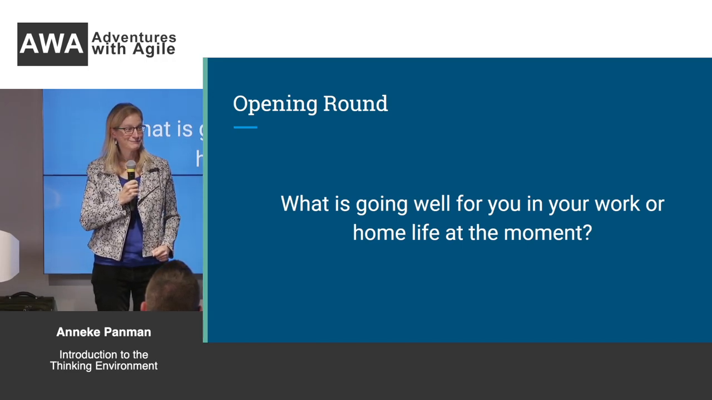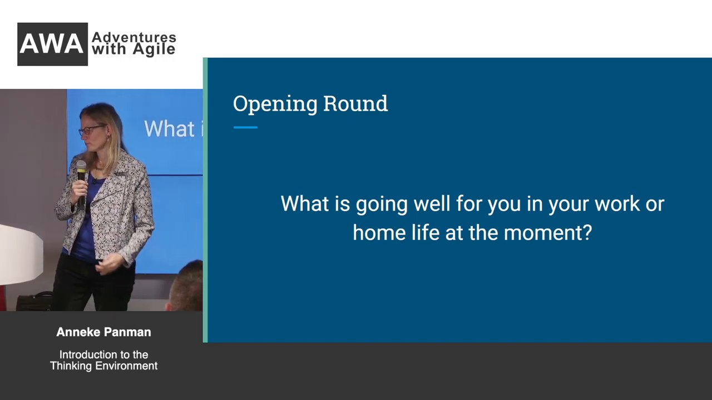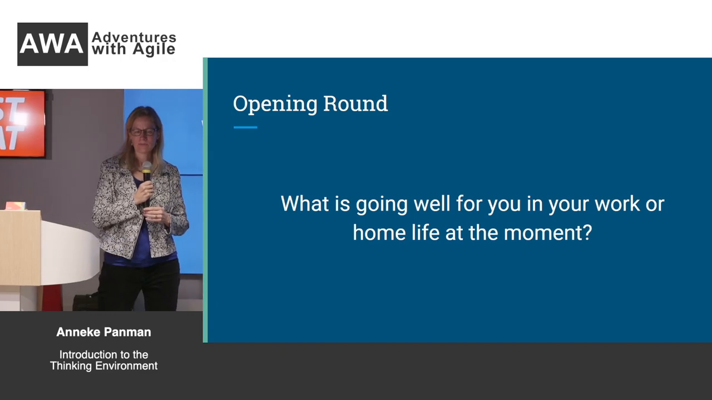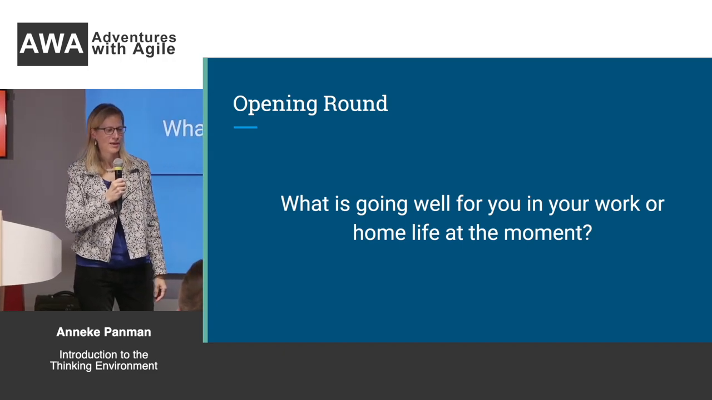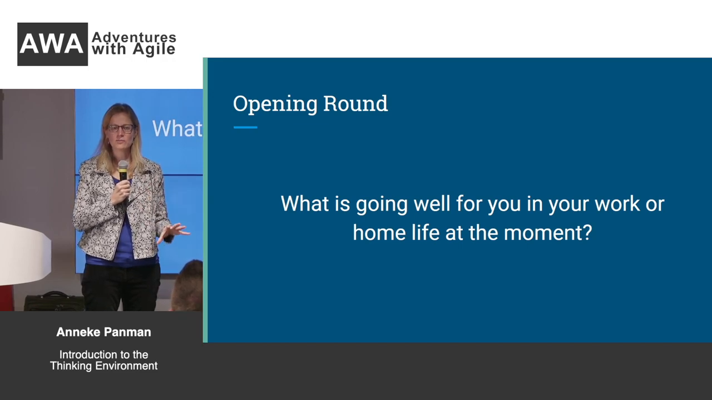Second exercise. Already. So what we're going to do now is called a thinking pair. And this is the purest independent thinking of the thinking environment. And this might, for some of you, be a weirdness level of 10 out of 10.